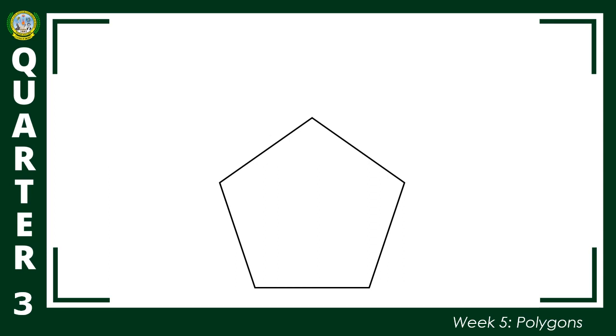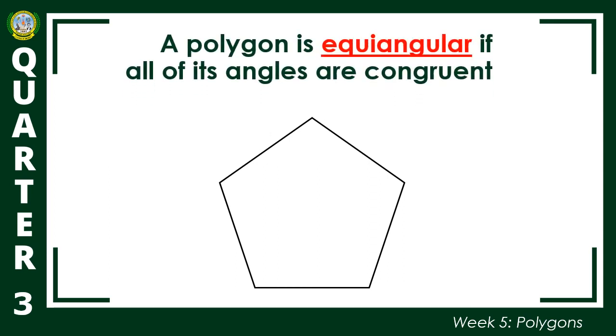Next is what we call the equiangular polygon. A polygon is equiangular if all of its angles are congruent. This time, angles ang pinag-uusapan natin. Okay? So, kapag po congruent ang angles, ganito yung makikita nyong symbol. Pare-parehas po siya ng symbol. Meron po siyang curved line. So, it indicates that the measurement of the angles are the same. Then, we can call this polygon an equiangular pentagon since 5 po yung sides niya. Okay, so equiangular pentagon.